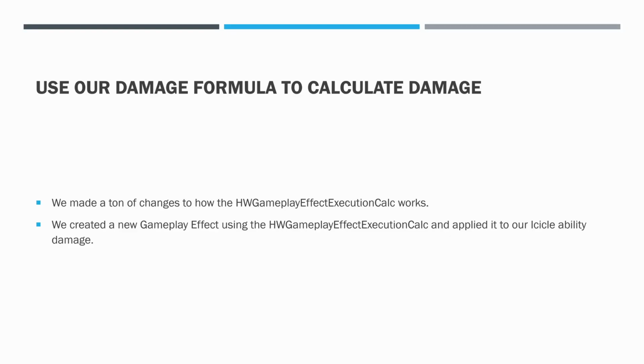Okay, now what we're going to do is use our damage formula to calculate the damage. So I made a ton of changes to the HW gameplay effect execution calculation, and I created a new gameplay effect using that, which I showed earlier. We're going to go look at the settings and how this works. This one's actually pretty complicated. There's a lot to it, and I want to talk about a little trick that I played with crit damage.